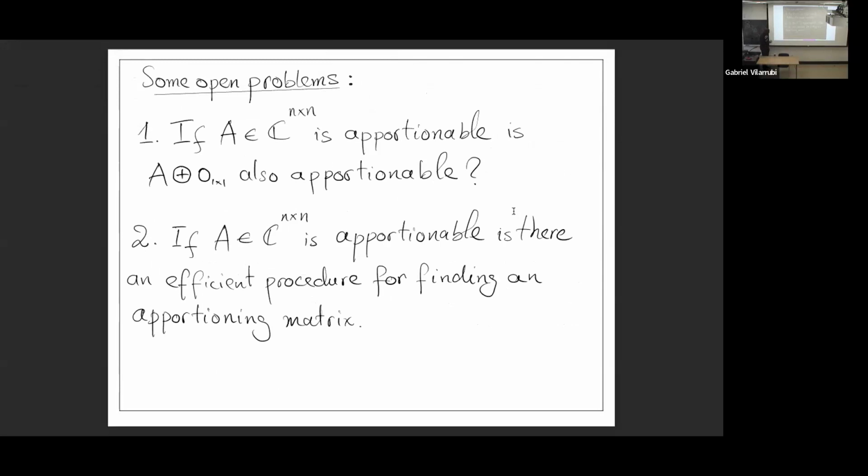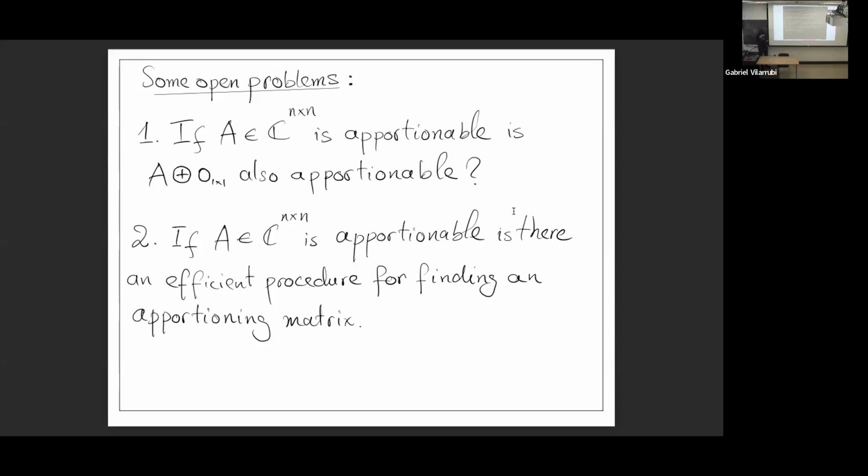Question 1, which I think is the easiest. Suppose I tell you that the matrix A is apportionable. You add a 0 row at the bottom of the matrix, you add a 0 column on the right of the matrix. Is that new matrix apportionable?